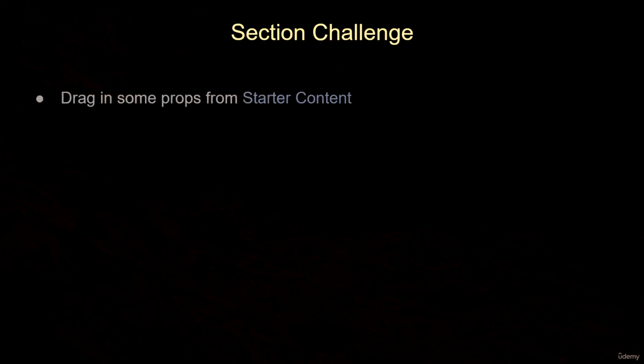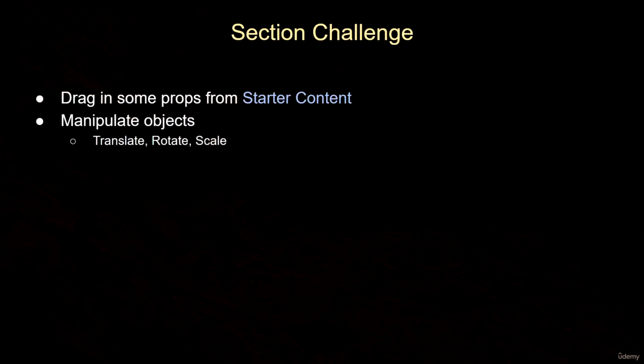You're going to get some props and drag in some props from the starter content. So open the starter content, go to the meshes, and bring some props into your level. Now, manipulate those objects. I'd like you to get some practice translating, rotating, and scaling those objects. So customize your scene a bit and make sure you get some duplication in there. So duplicate some of these objects and move them around.